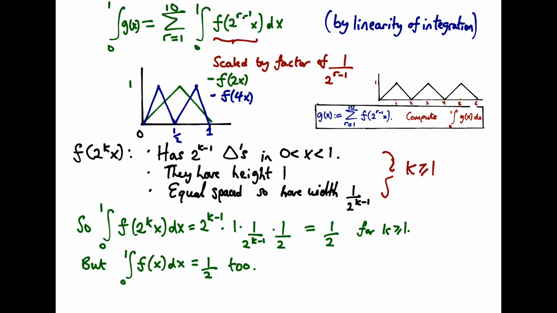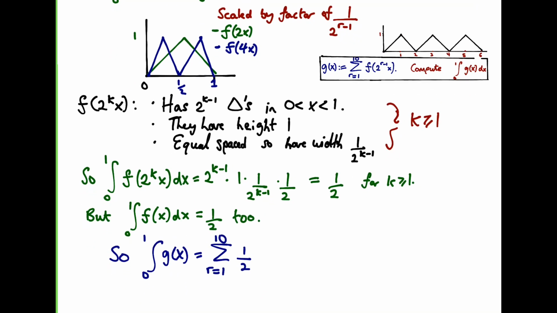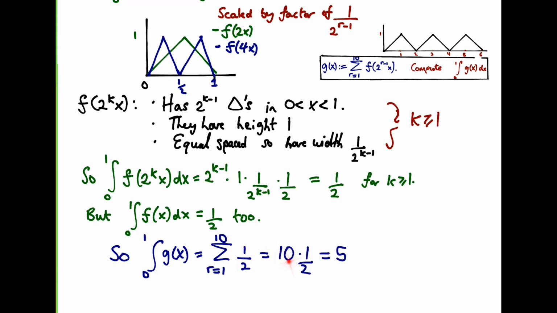So our expression for the integral of g of x is precisely summing r equals 1 to 10 of a half. And you can evaluate this to be exactly 10 times a half, which is equal to 5. So our answer is C.